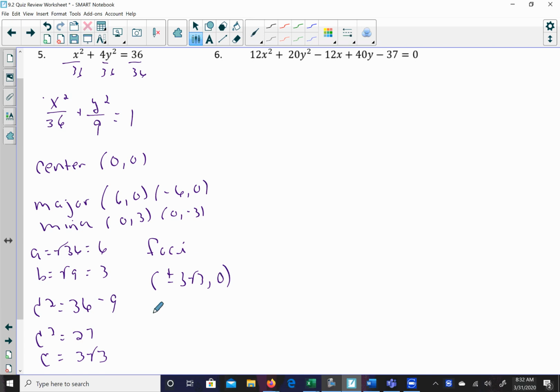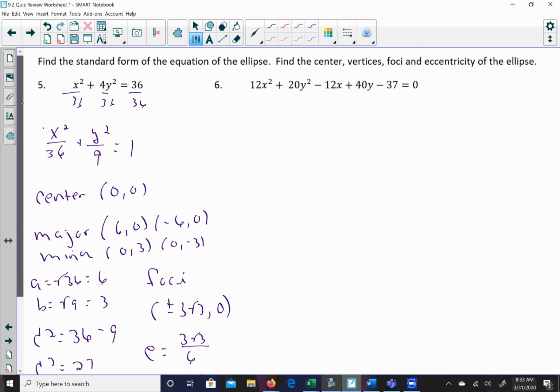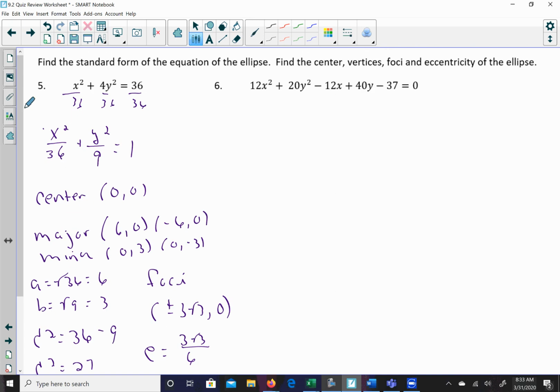Finally, my eccentricity, I'm taking my c, which is 3 square root of 3. And I'm dividing that by my a, which is 6. The 3 and the 6 will simplify, and I end up with the square root of 3 over 2, and that's my eccentricity.